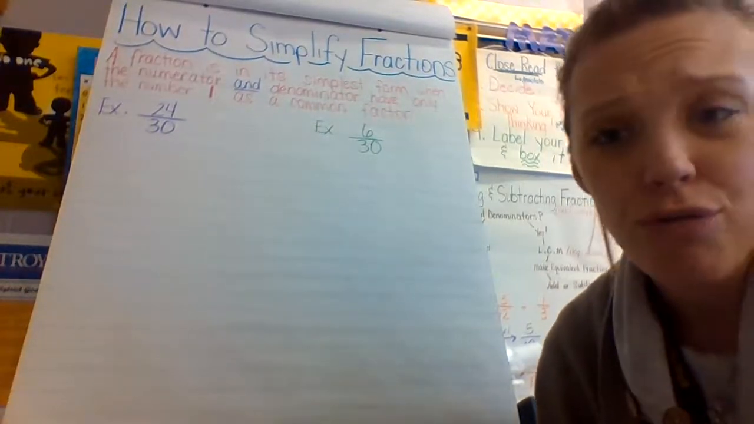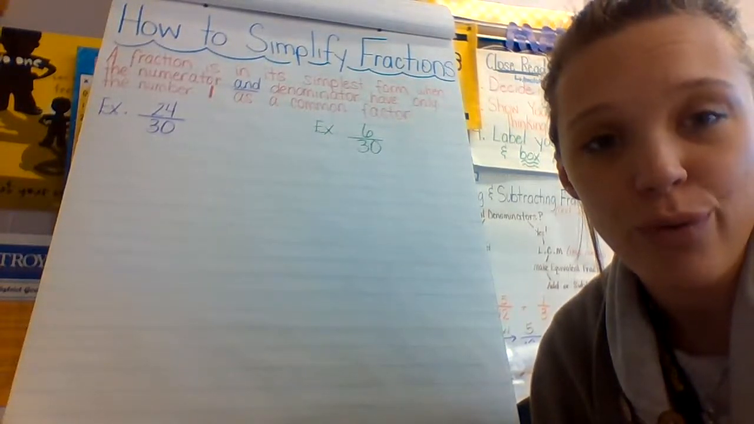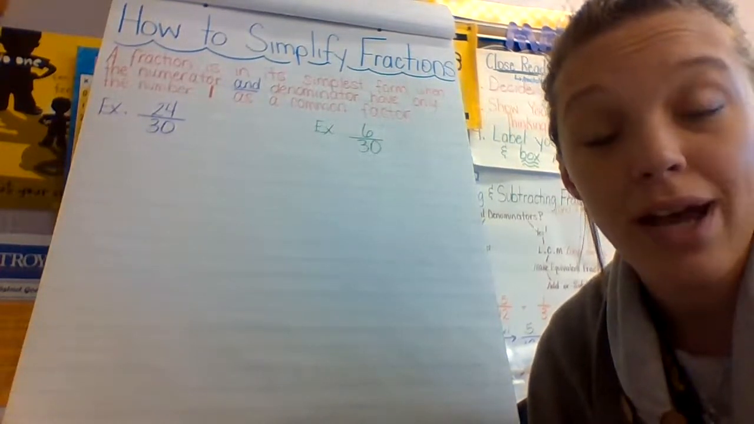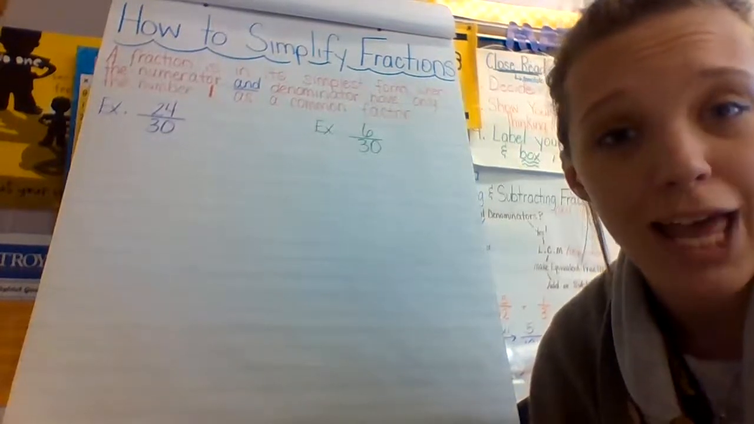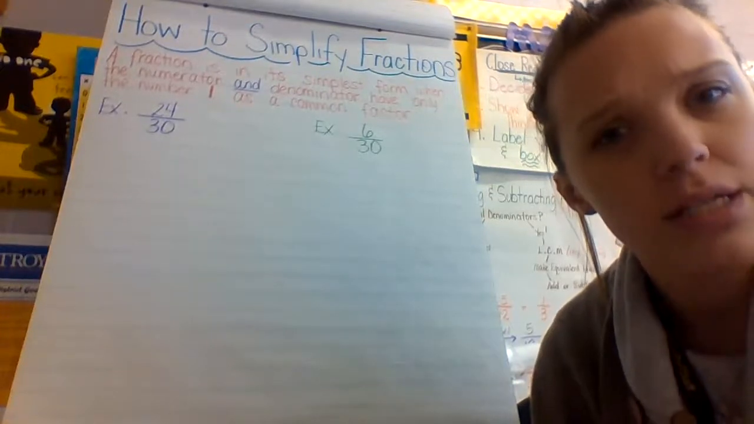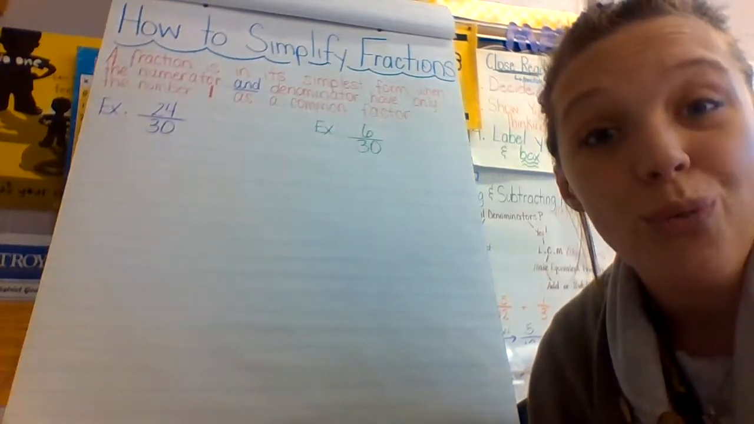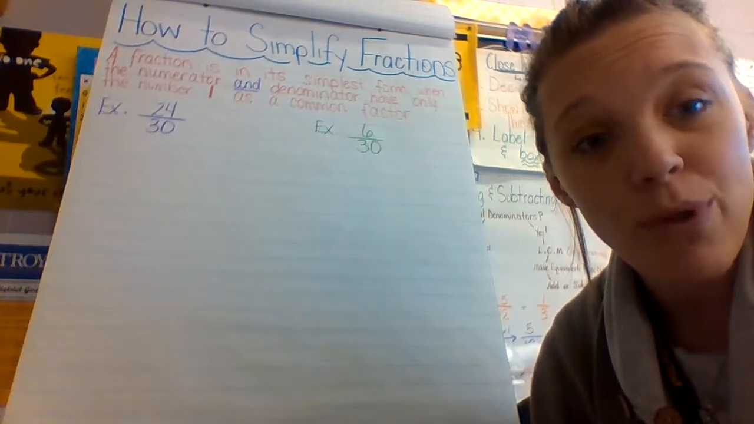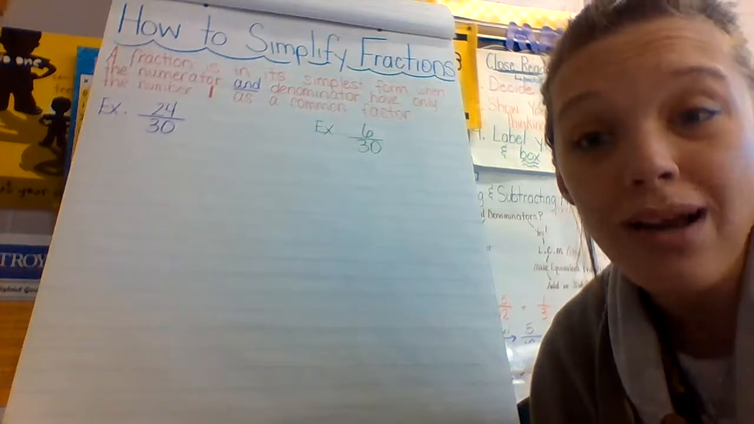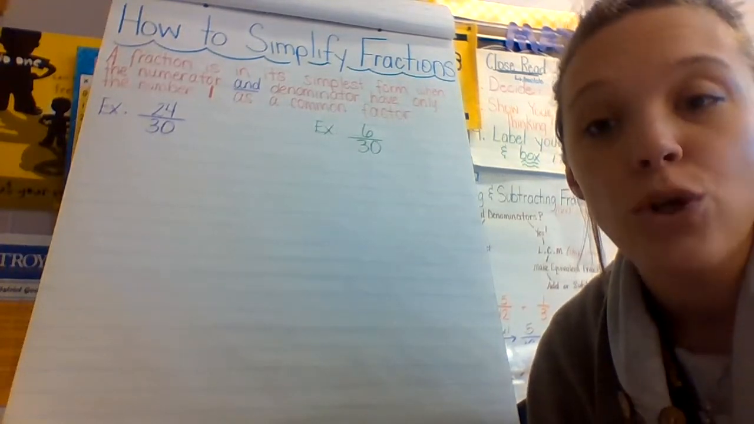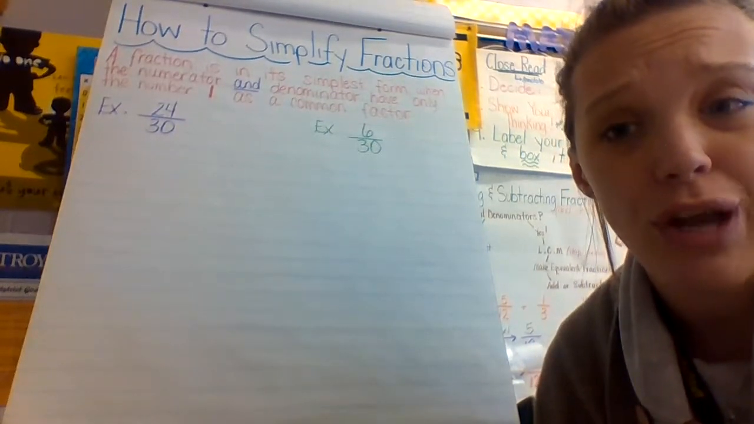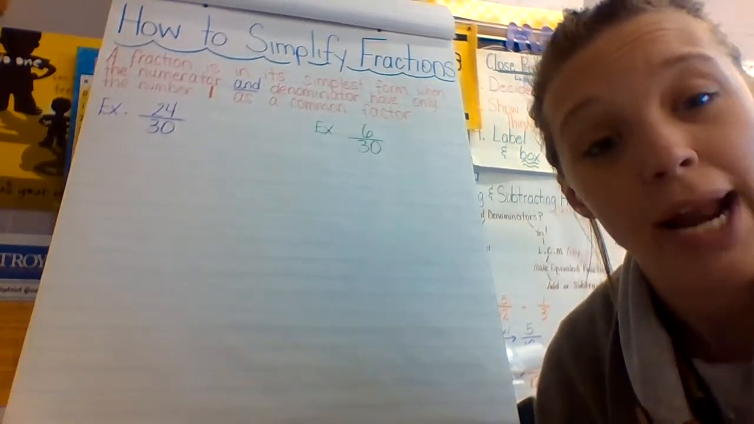I want to spend just a few minutes doing some review of how to simplify fractions. After you have done adding or subtracting, multiplying or dividing of your fractions, you need to ask yourself, is my final answer in simplest form? You'll know when a fraction is in simplest form when the numerator and denominator have only the number 1 as a common factor. You've learned in 3rd grade what a factor is. Factors are the numbers that you multiply in order to get your product.